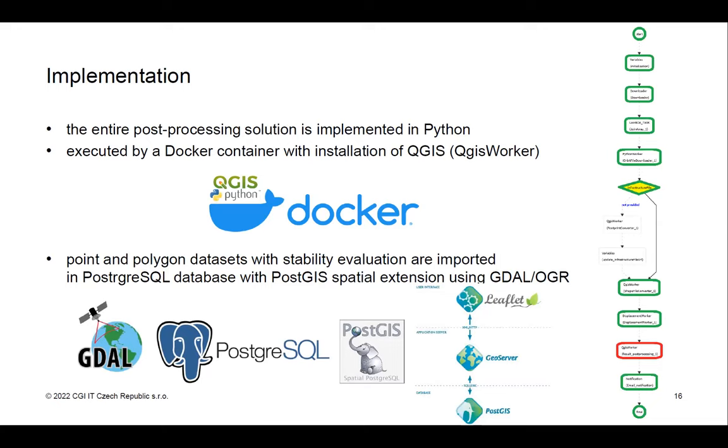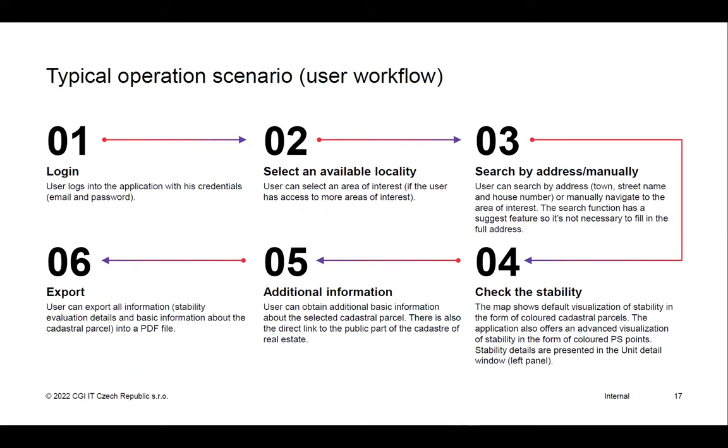All of the solution was again implemented into our platform in the form of a special Docker container, which is based on QGIS and Python, mostly PyQGIS and GeoPython. And we are also using GDAL to convert this data and store it in a PostgreSQL database with the PostGIS extension. And after that, the typical workflow, publish them via GeoServer as services. So the typical operation scenario for a user is just to log in, search for the desired locality, for example manually or by address, because we are using the geocoding service, check the stability, check some additional information if provided, and export the results, or they can be happy just to know what is happening there or not.